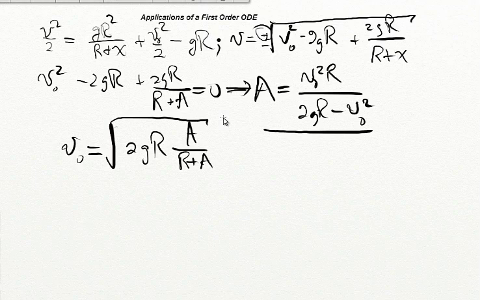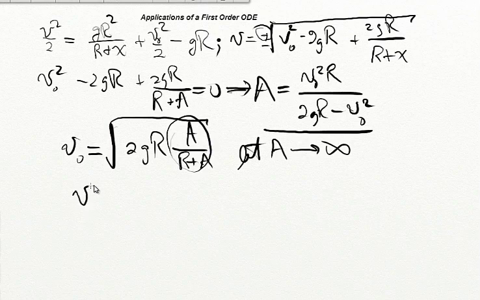And now the escape velocity will be such that a, of course, does not take on a finite value. And the way you find it is you let a tend to infinity. And of course that quotient inside the radical will tend to 1. And so we get that the escape velocity, v sub e, is the square root of 2gr.